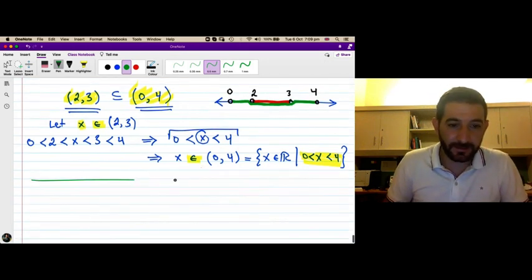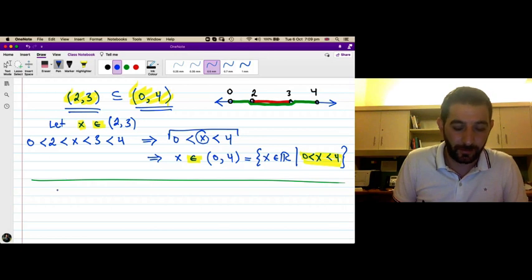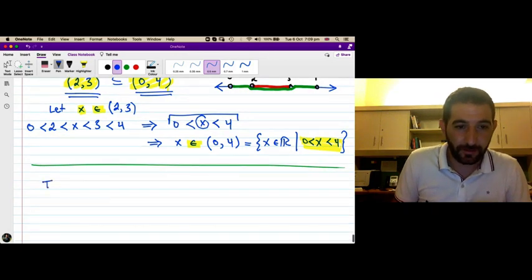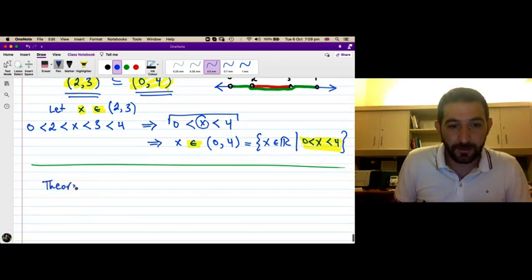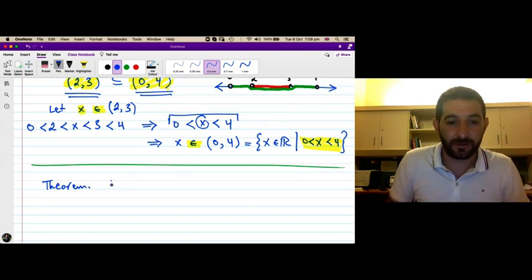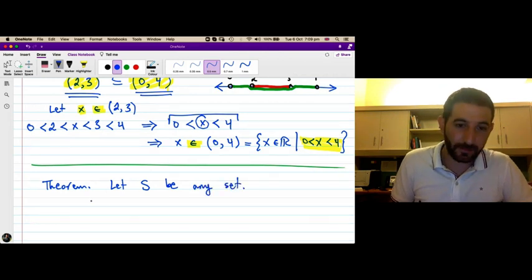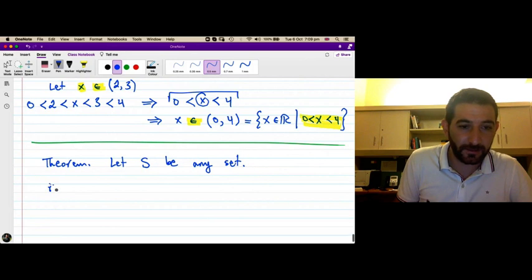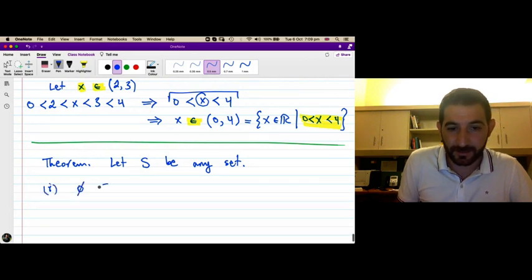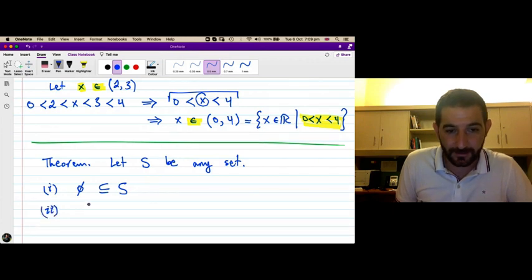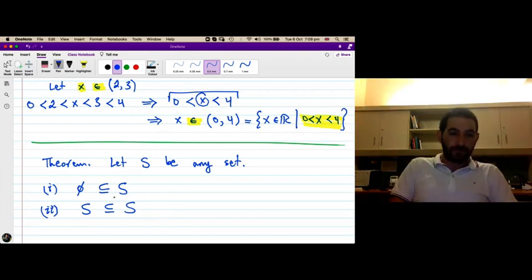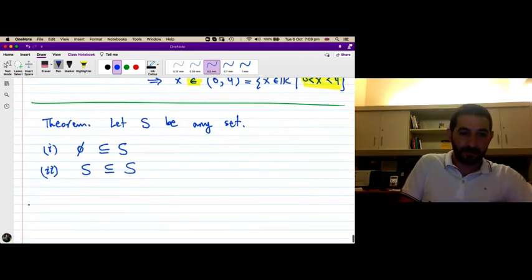Now let's have the following theorem about sets. The theorem says that if you choose any set you want, so let S be any set whatsoever, then we know two things about this set: 1, the empty set is a subset of the set S, and 2, the set S is a subset of itself. Okay, so we need to prove these two statements.